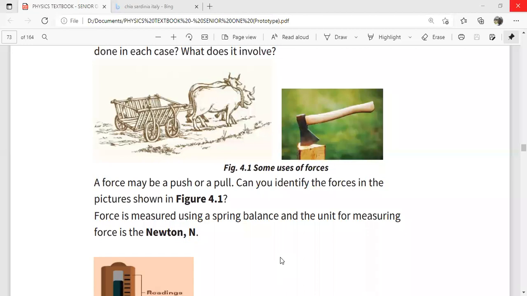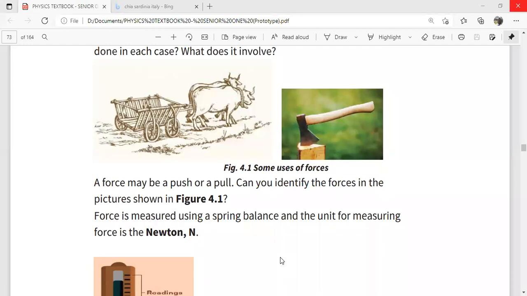Newton. What is it? Newton. And what's the symbol for a Newton? Capital N. Is that okay? Now, please remember that when you're writing that unit for a force, don't write it starting with a capital N.